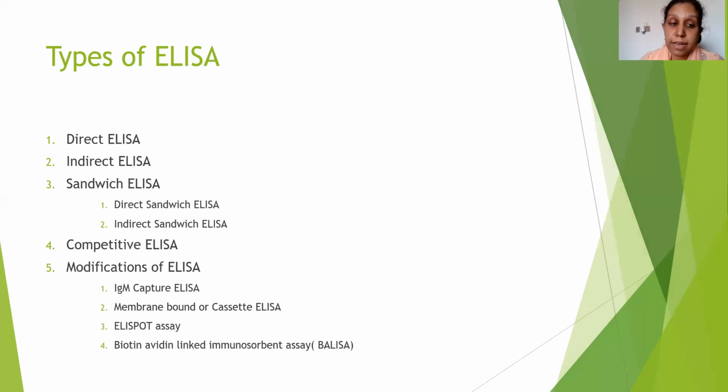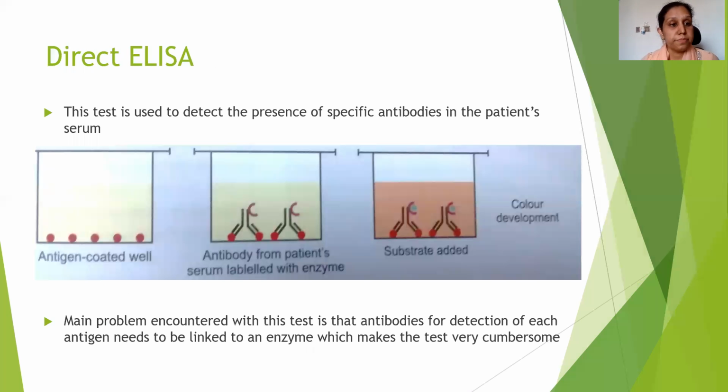So what are the types? It's direct, indirect, sandwich, competitive, and modified, like IgM capture, which is used in dengue, and membrane-bound cassette ELISA, ELISpot, and biotin-avidin linked immunosorbent assay. So what is the direct one? Direct is just used to detect the presence of specific antibody in the patient's serum.